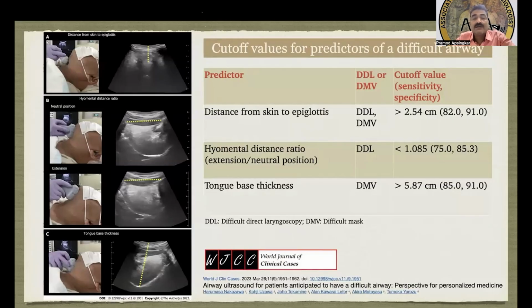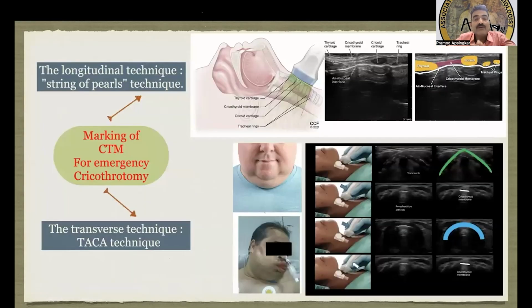So if the distance from the skin to the epiglottis is more than 2.5, and the tongue base thickness is more than 6, it is supposed to be a difficult bag mask ventilation, or putting in a supraglottic airway, or putting a tube inside the trachea, or doing an emergency cricothyroidotomy. All these factors will lead to a difficult airway. And we have to mark the cricothyroid membrane, because in an emergency we have to do the cricothyroidotomy.